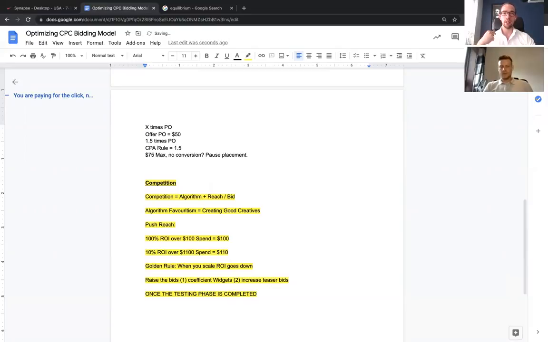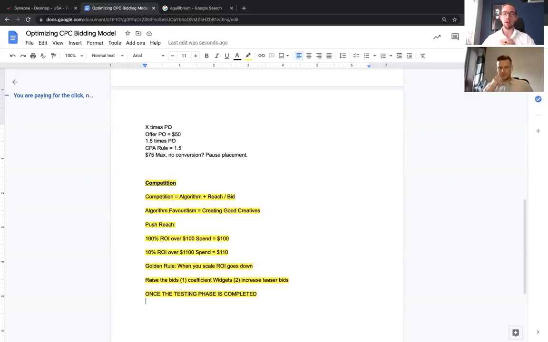You want to test things properly. If you move into the optimization stage, start to give certain placements more reach, then the effectiveness of the CPA rule goes down because the spend is not distributed according to the natural sequence of supply and demand. You're going to manipulate certain metrics, which is fine, 100% fine. And I would definitely recommend you to do this if you know exactly what you're doing.